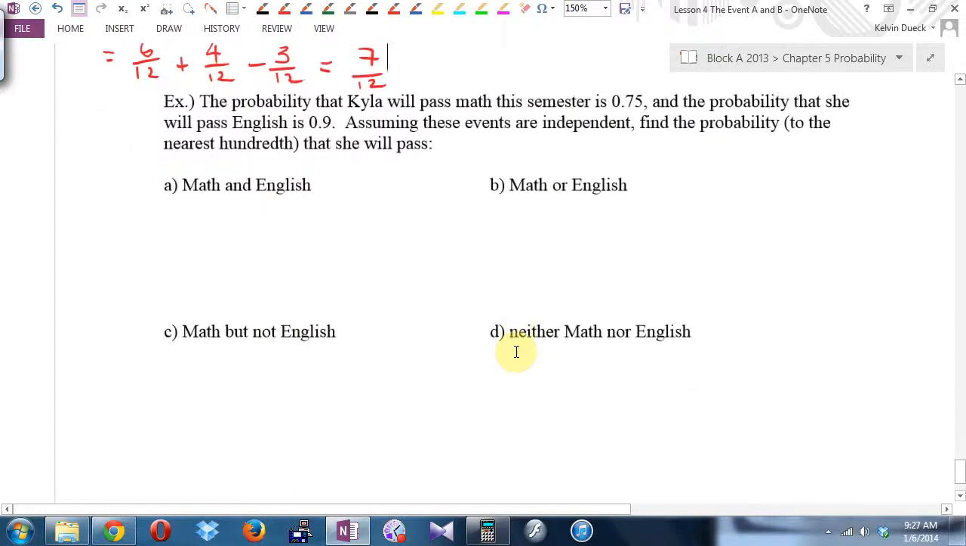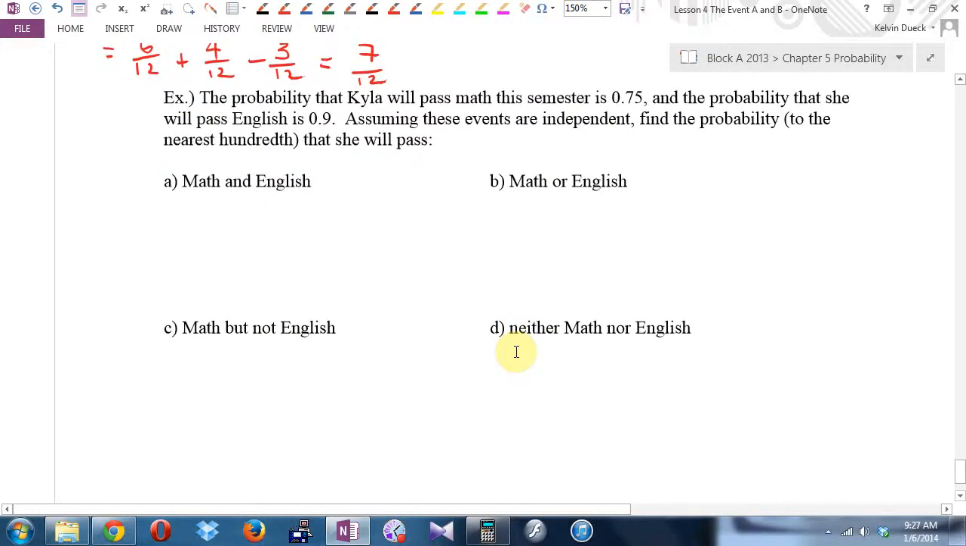Kyla! Let's do this question together. This will be our final one. Kyla, I wasn't thinking of you. I was just making up random numbers, but the probability that Kyla will pass math this semester is 0.75. It's higher than that in real life, but Kyla, I wanted to make up some interesting numbers, okay? And the probability that she'll pass English is 0.9. Her English is more gooder. Assuming these events are independent, find the probability that she will pass, okay.